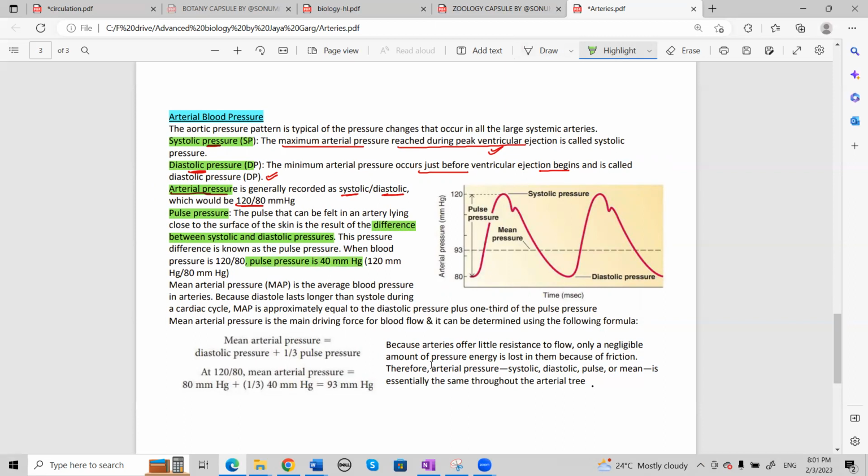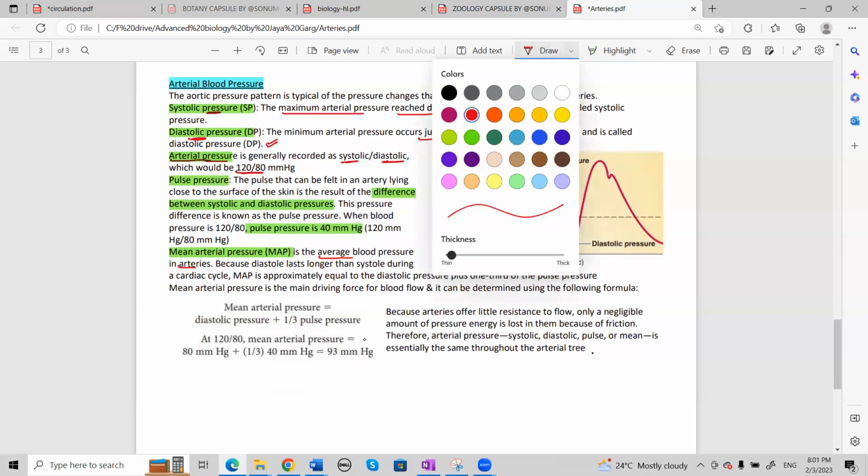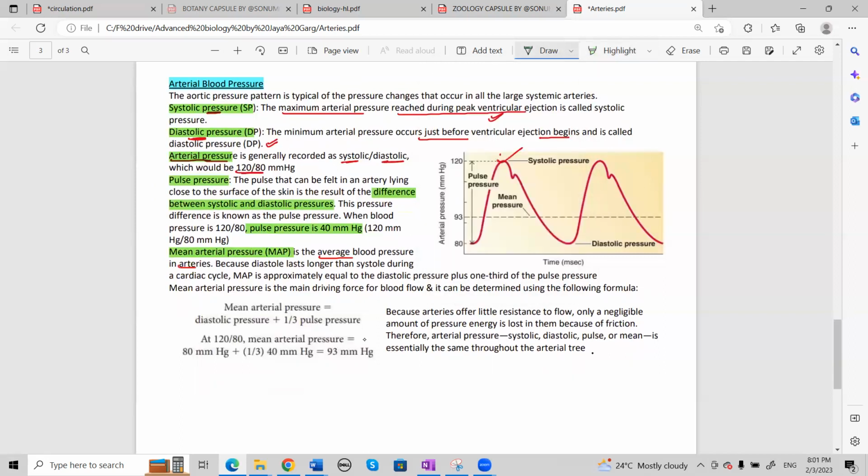Clear? Last is your mean arterial pressure. Mean arterial pressure is the average blood pressure in the arteries. In this diagram, you can see this is your systolic pressure. Please check the diagram carefully. This is your systolic pressure, 120. This is your diastolic pressure, 80. The difference is pulse pressure, you can see.